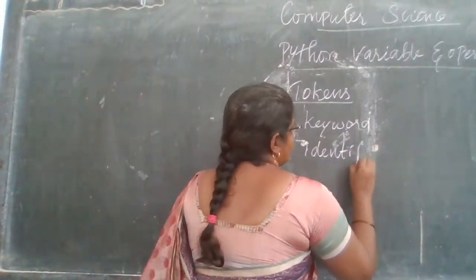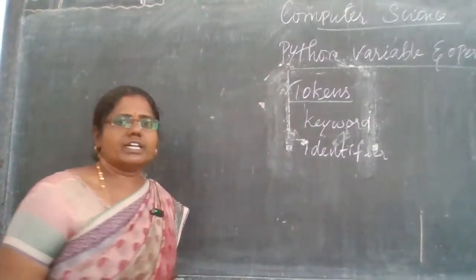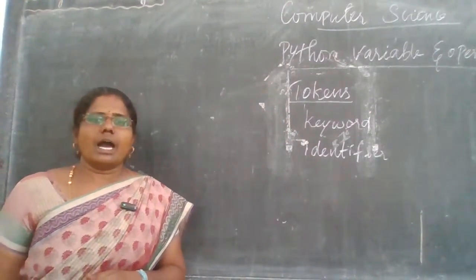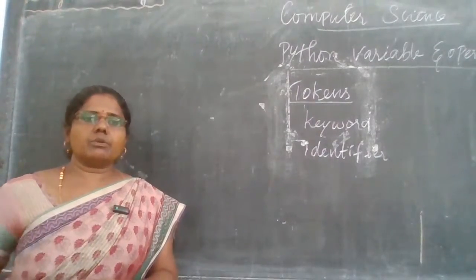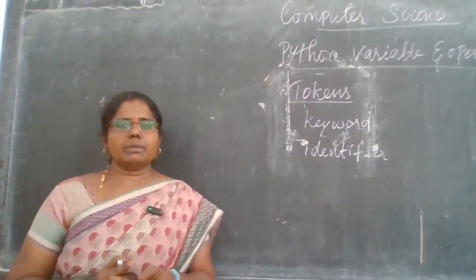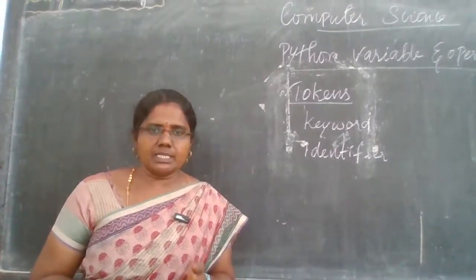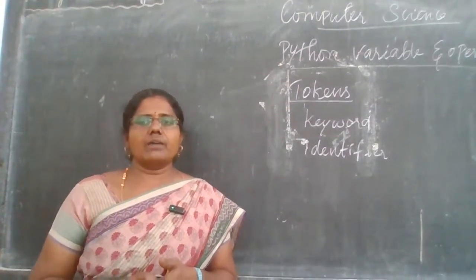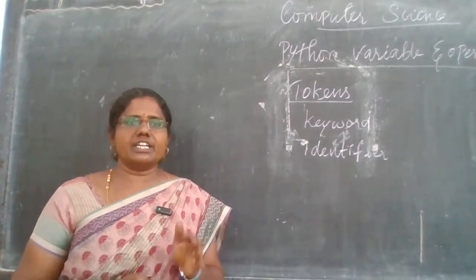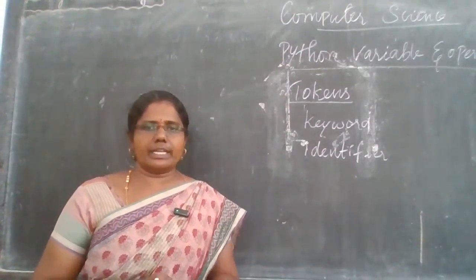identifier. Identifier means the name of the variable, operator, function, module. These are called identifiers. We read some rules for the identifiers. Identifier must start with alphabets or underscore, not begin with numbers. Keyword cannot be used as the identifier. Then identifiers are case sensitive in Python. It differentiates uppercase and lowercase.